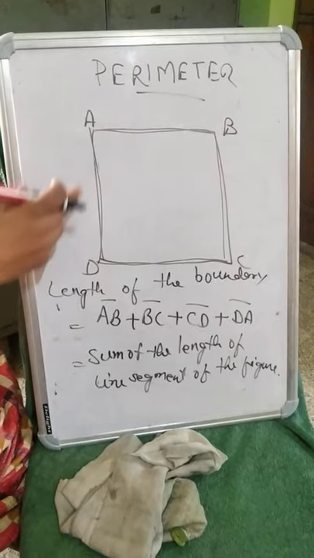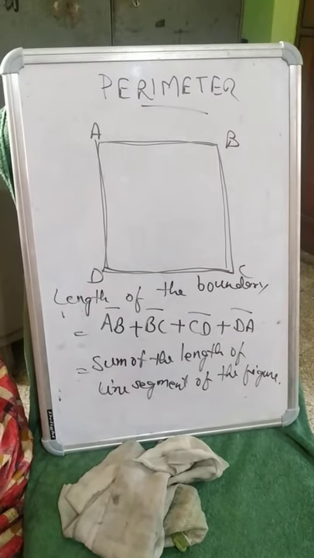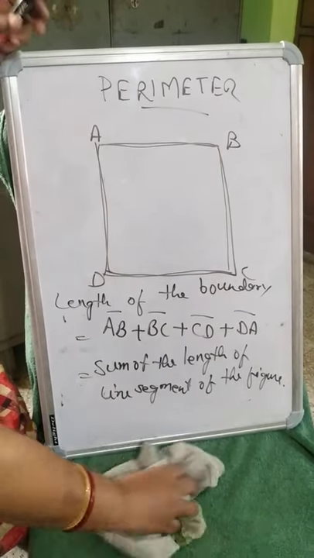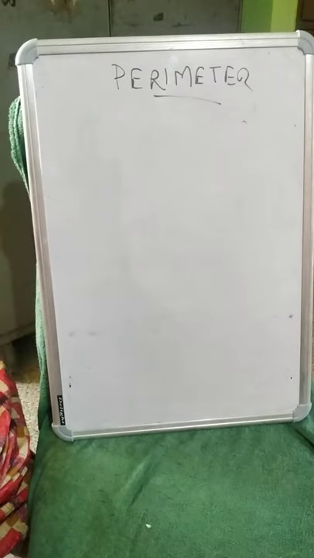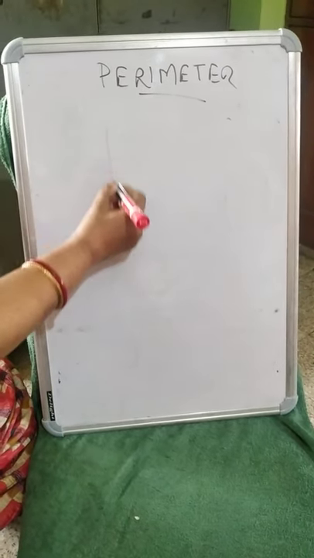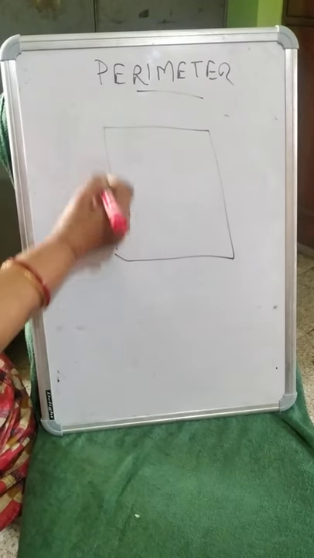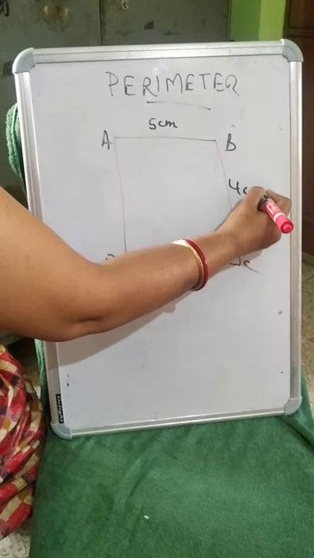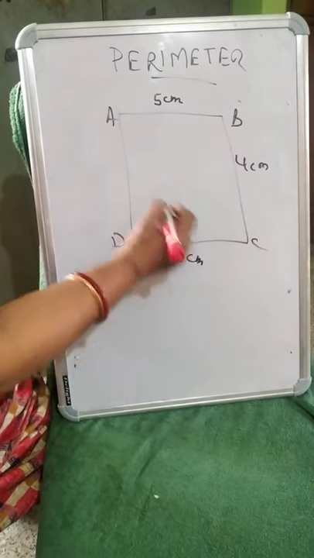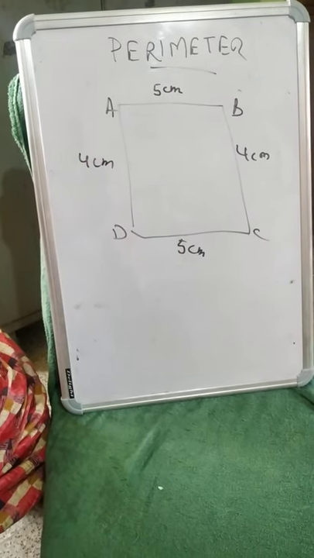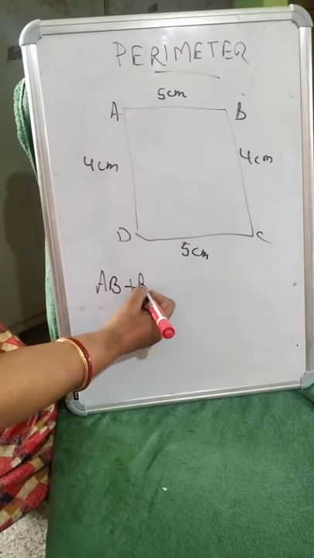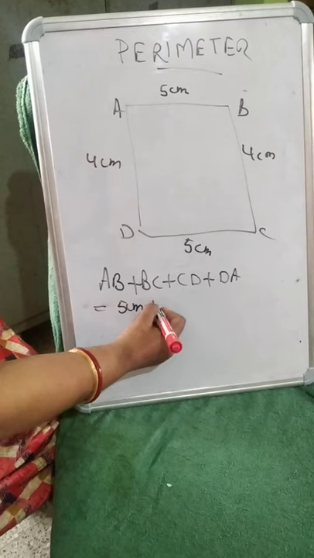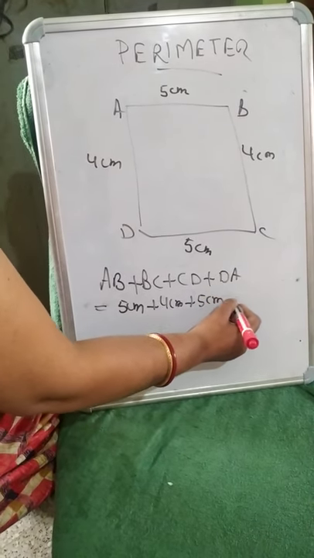The length of the boundary is the sum of the lengths of the line segments, that is AB plus BC plus CD plus DA. For example, this is A, B, C and D. If AB is 5 cm, BC is 4 cm, CD is 5 cm and DA is 4 cm, then AB plus BC plus CD plus DA will be equal to 5 cm plus 4 cm plus 5 cm plus 4 cm.